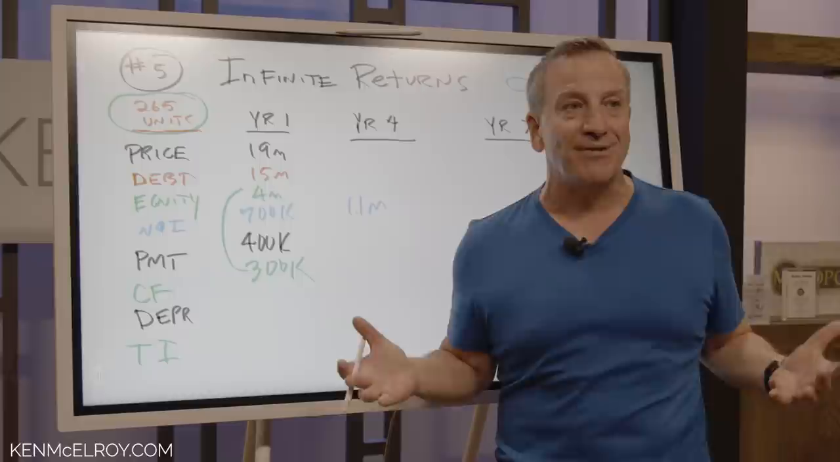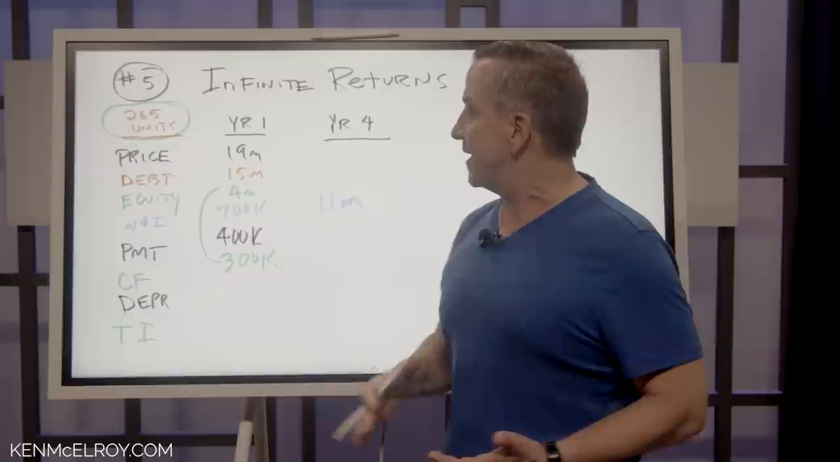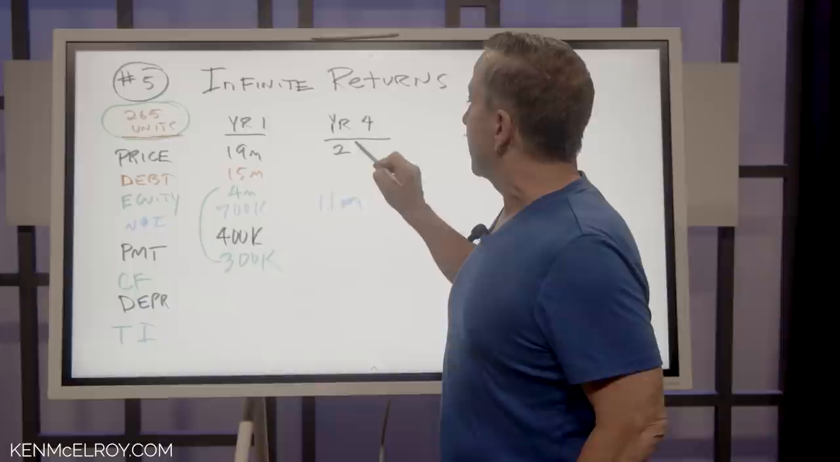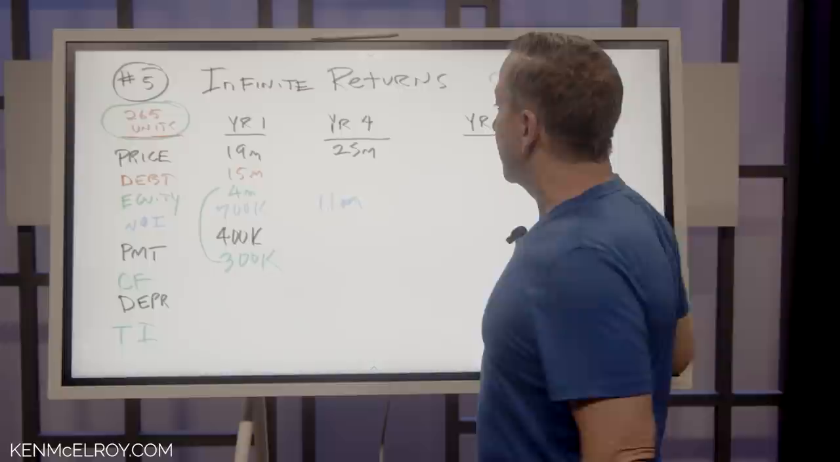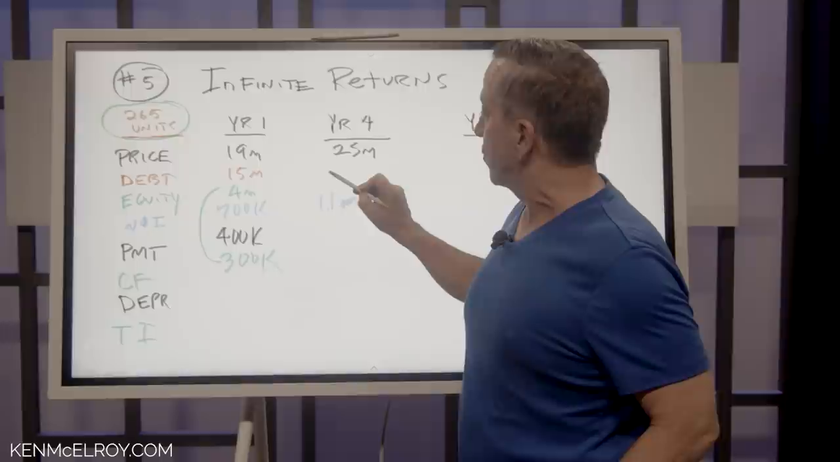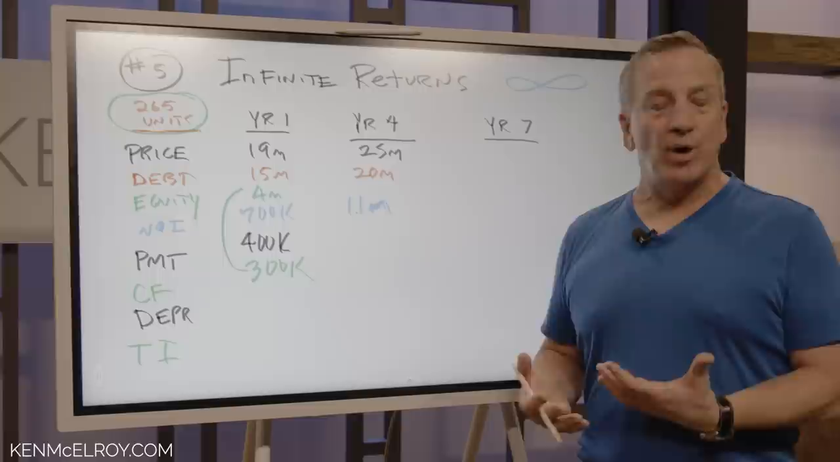What happened, of course, is we went to the bank and said, what do you think the property's worth now? And so we went and got an appraisal, and it appraised at $25 million because we had grown the net operating income by $300,000. And we said, okay, great, so what kind of a loan will you give us? And they said, we'll give you a $20 million loan. I said, awesome. So what did we do with that $20 million?